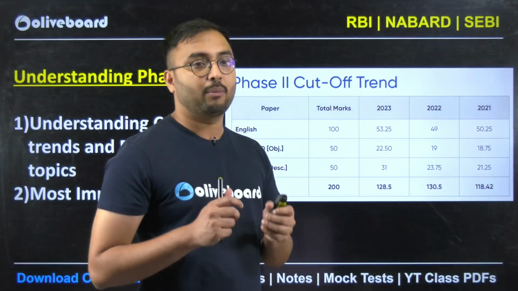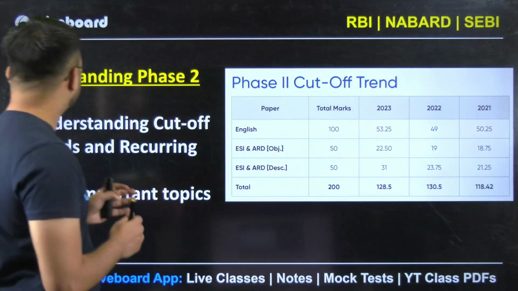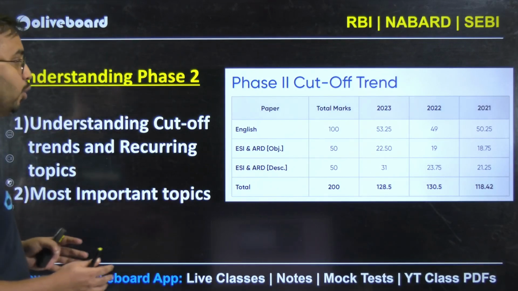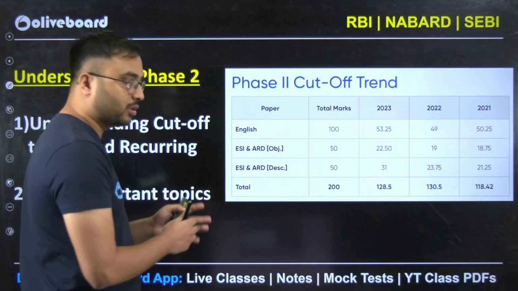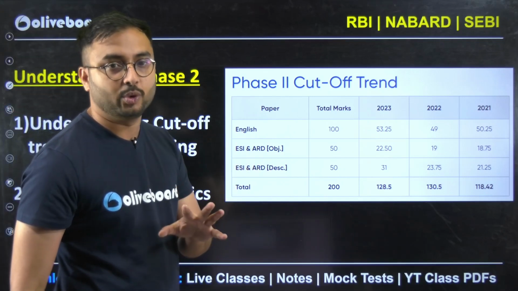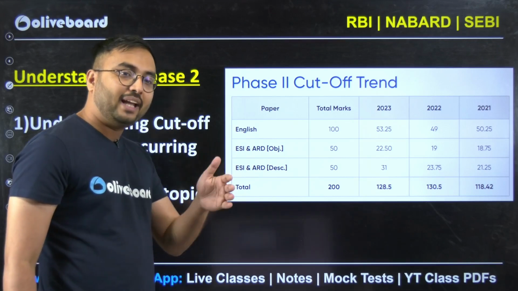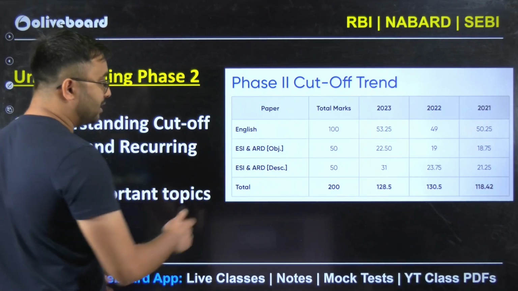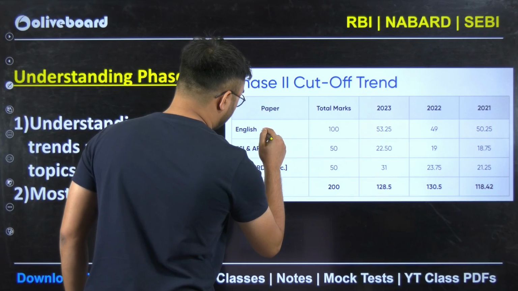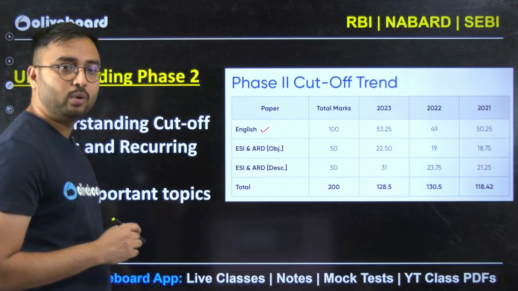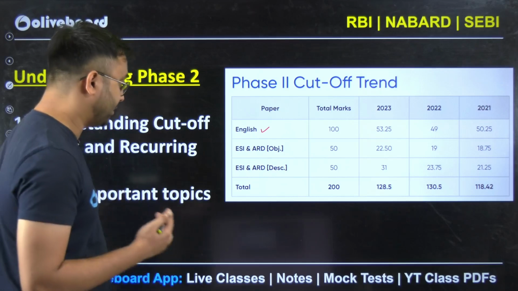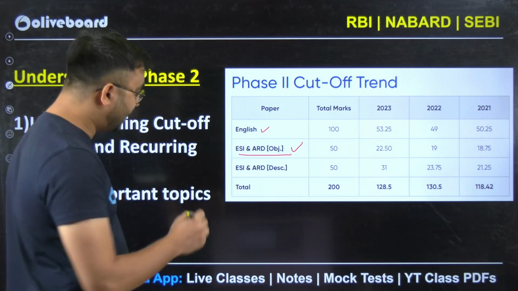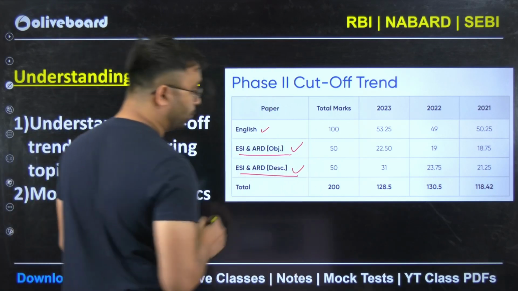So when you're looking at the NABARD Grade A Phase 2 exam, first let us break down and try to understand what this exam is about. Look at the cutoffs. We all know that in NABARD only paper 1 and paper 2 are there. But we should break paper 1 and paper 2 down based on the sections. So first is English descriptive, which includes essay, précis, and letter. Then comes ESI and ARD, objective part. And then comes ESI and ARD, descriptive part.